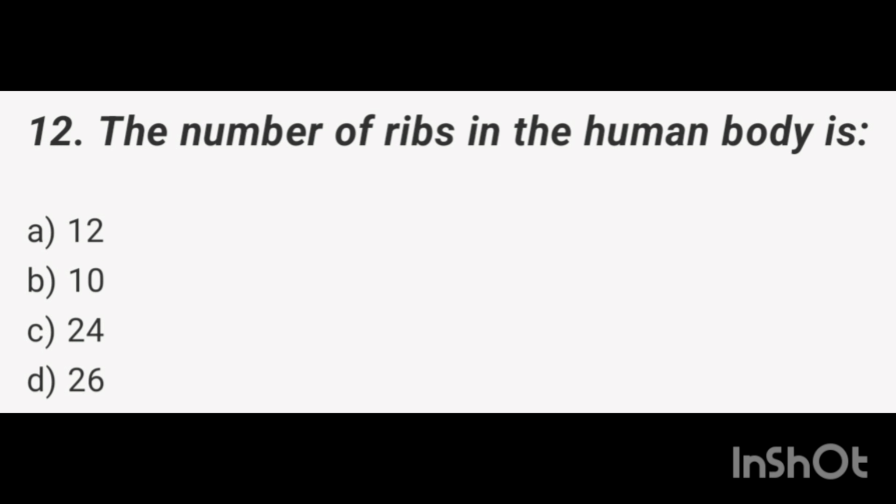The next question is the number of ribs in the human body. This is also a direct question. Ribs lo any bones untayani adugutunnaru. So the options they have given are 12, 10, 24, 26. Okay na? So here you have to read the question carefully.